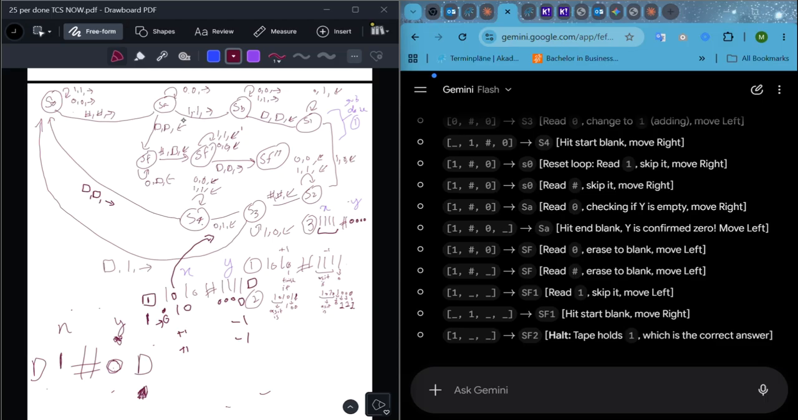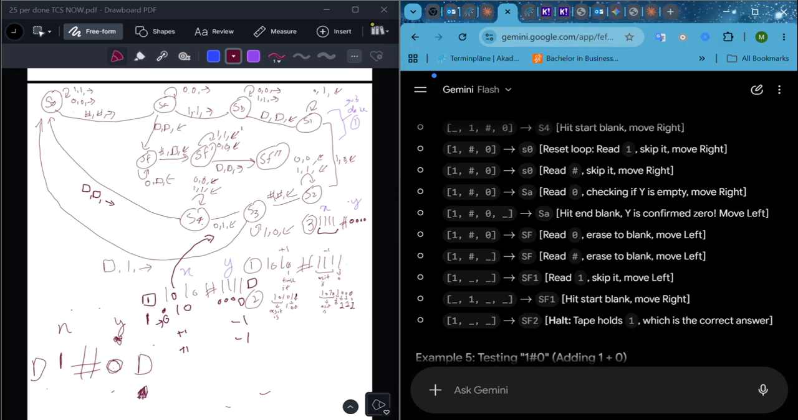there is no 1 to move forward. So if there is a 1, then only we move forward. And the moment that happens, it goes down and it starts cleaning the tape. In SF, it reads a 0, it erases it and moves left. It reads a hash, it erases it and moves left. And it reads 1 or 0, doesn't matter, keep going left.